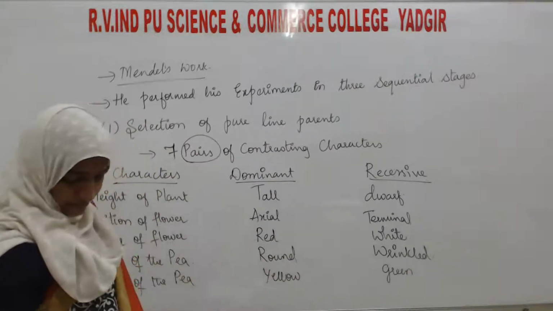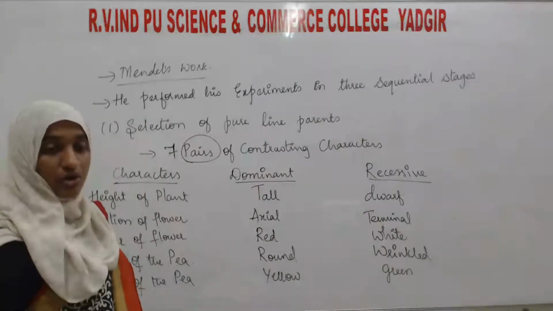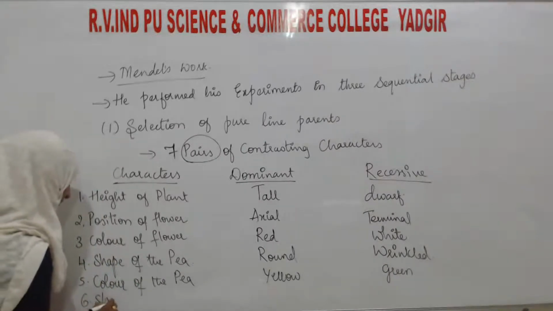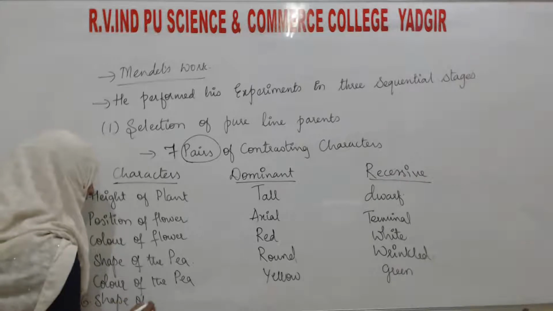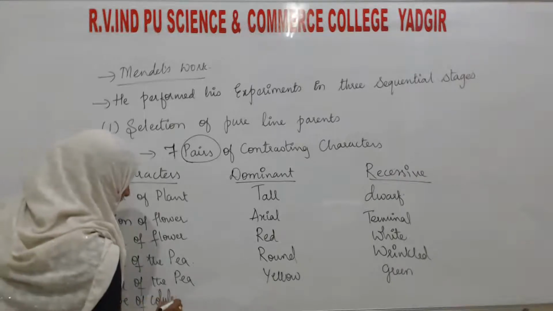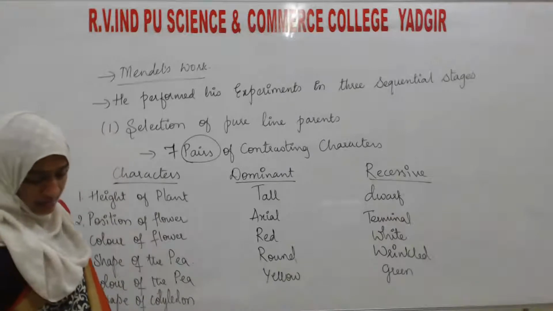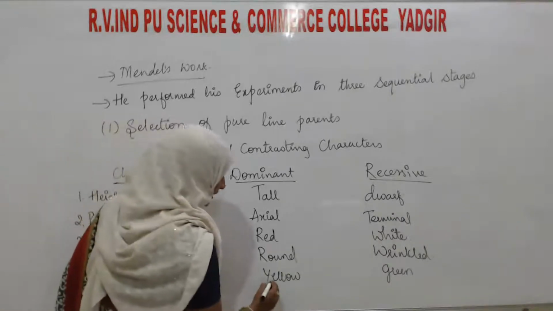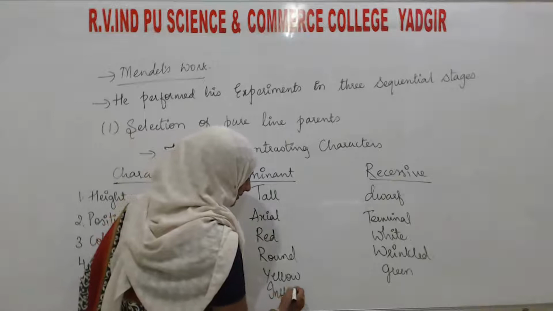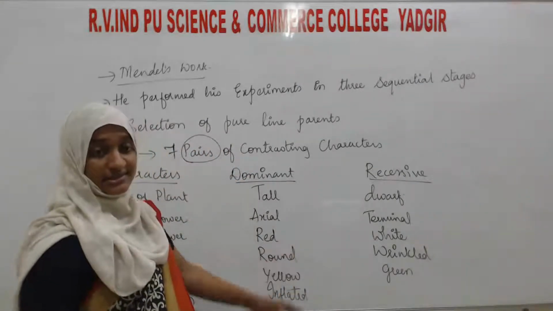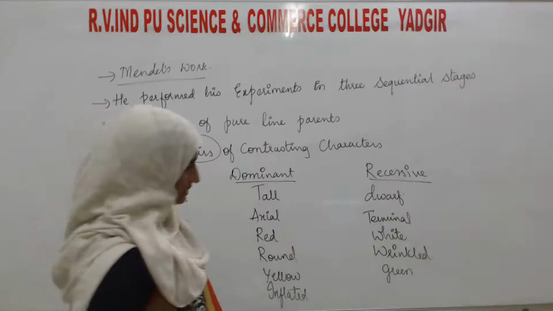Okay, the next comes the shape of cotyledon, the sixth one. What is the shape of cotyledon here? One is inflated, meaning swelled. Inflated is the dominant character, and the recessive is constricted.